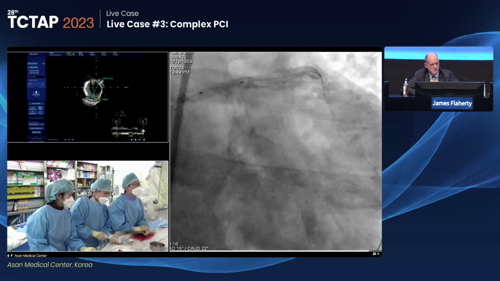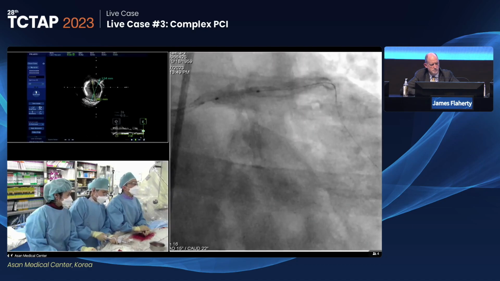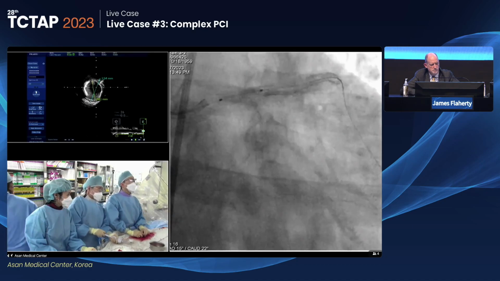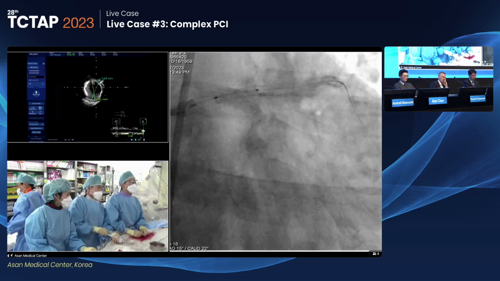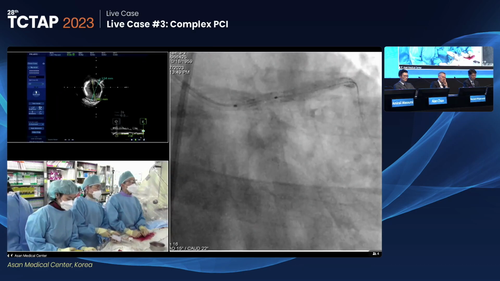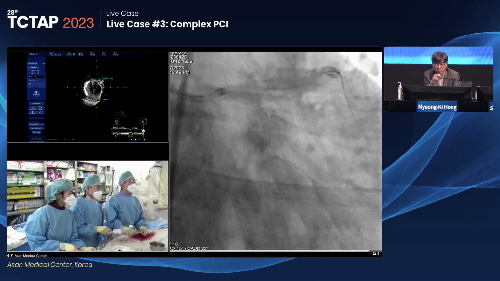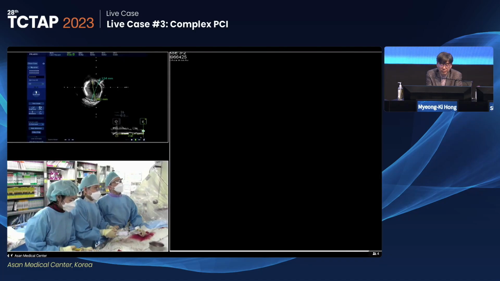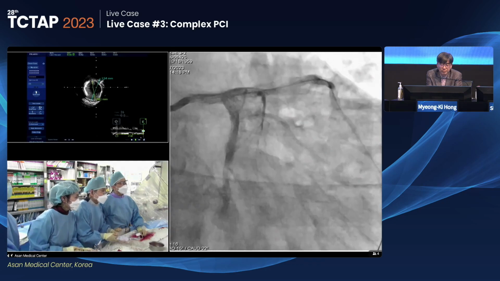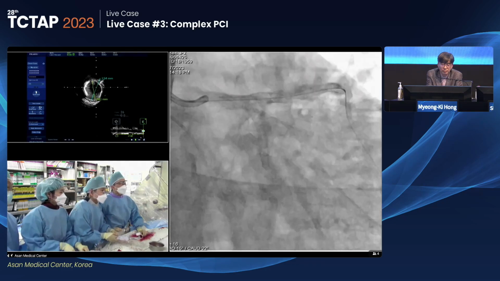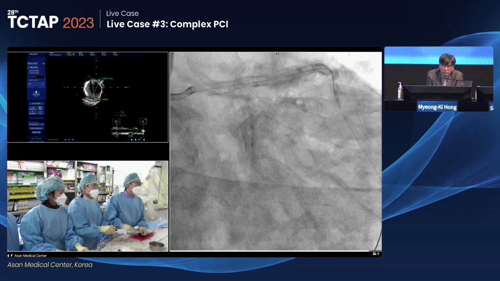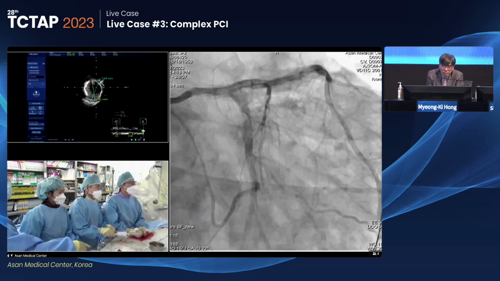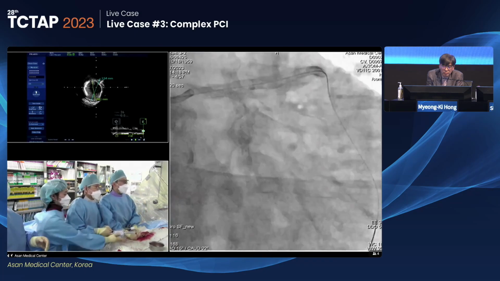14, 16, 18. Deflation. A little bit looks like some extravasation. Careful. Okay, let's check. Symmetry, angio. I think it's not extravasation, but calcium. It's just that the vessel is very weakened over there.